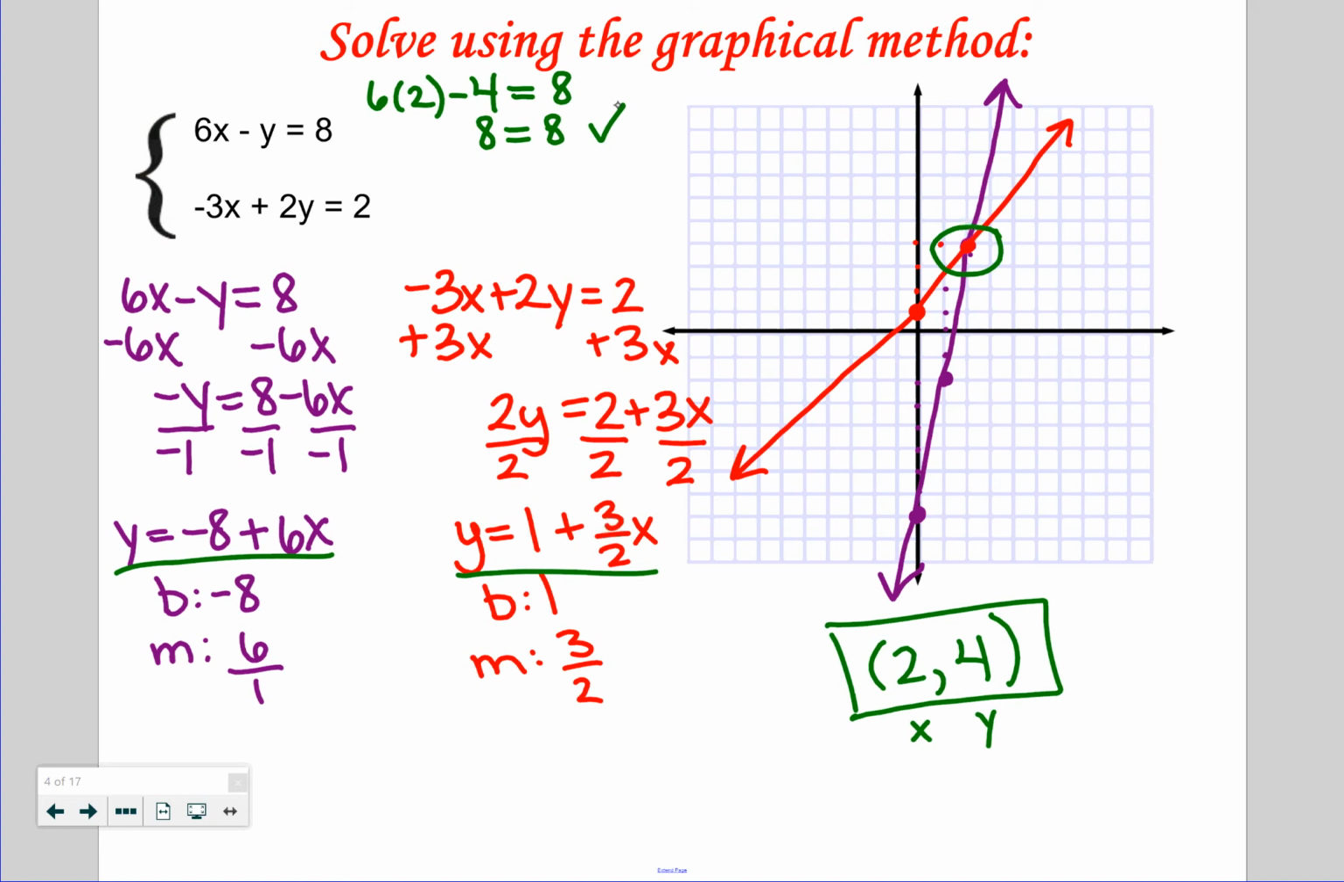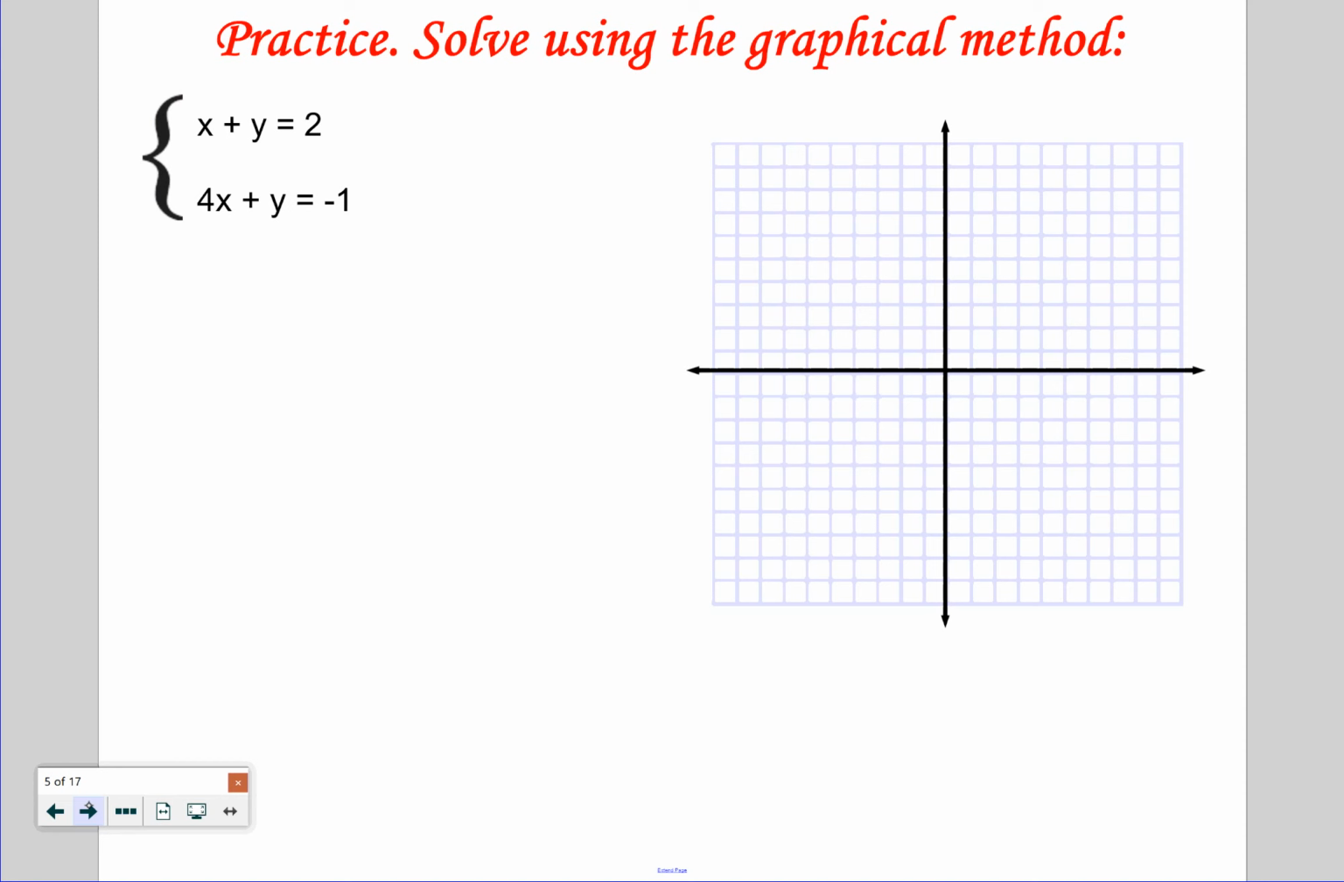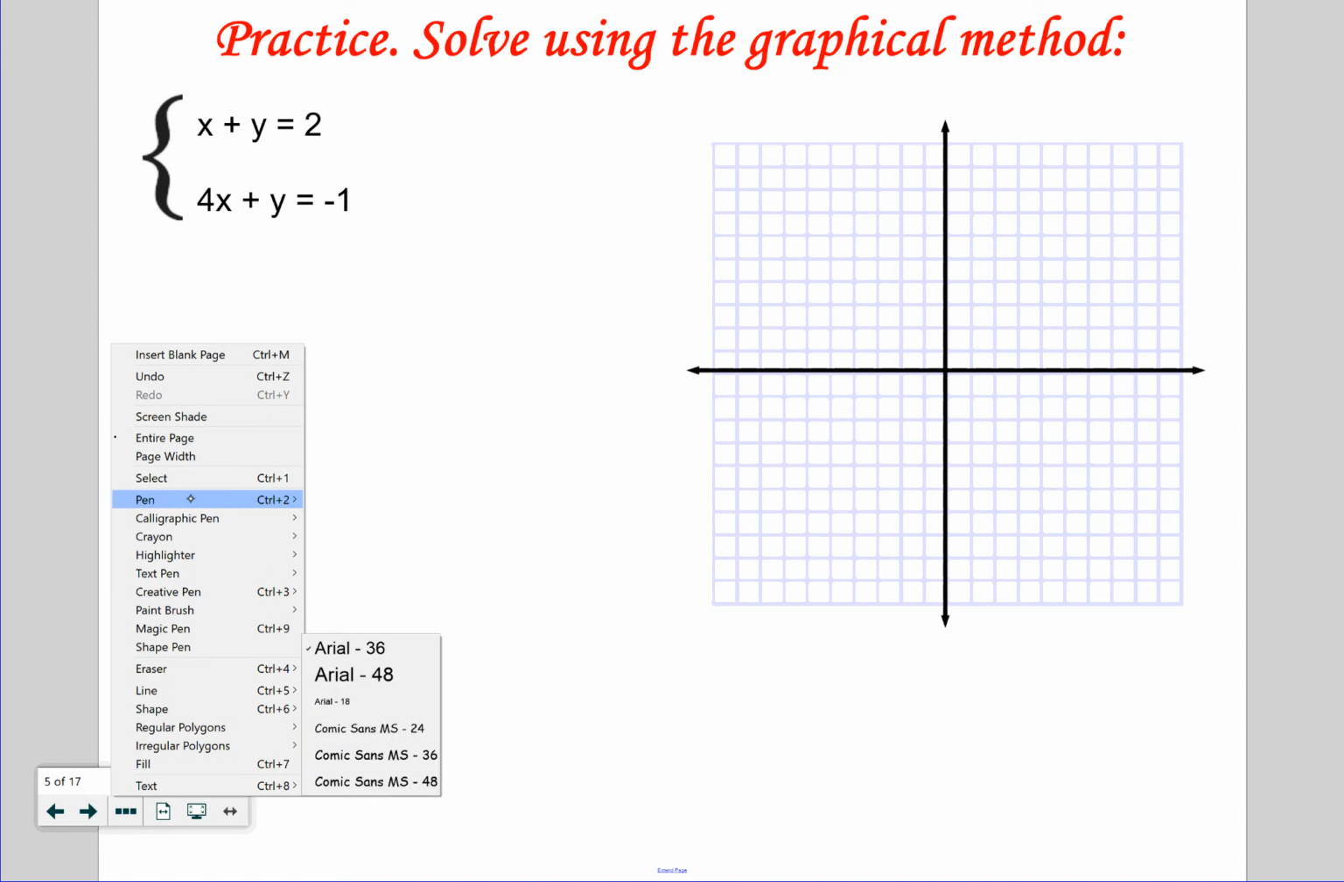So let's plug 2 in for our x and 4 in for our y in the bottom equation. That's negative 6 plus 8, and that gives me 2 equals 2, which again, it checks. So that's how we algebraically check that a solution works in a system. Okay, try this graphing problem on your own.